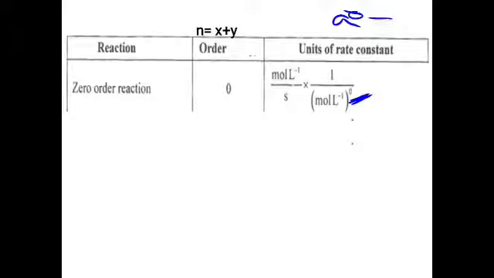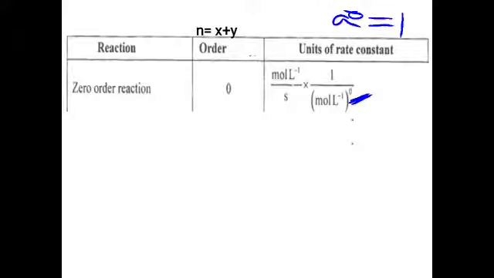In a zero order reaction, the n value will be 0. That means when you add the powers of both of the reactants, you get 0. So we can substitute the units as mole per liter per second, and you have 1 divided by mole per liter to the power n. Now that power n here will be 0, so we substitute that as 0. Now any quantity to the power 0 is how much? Any quantity to the power 0 is 1.